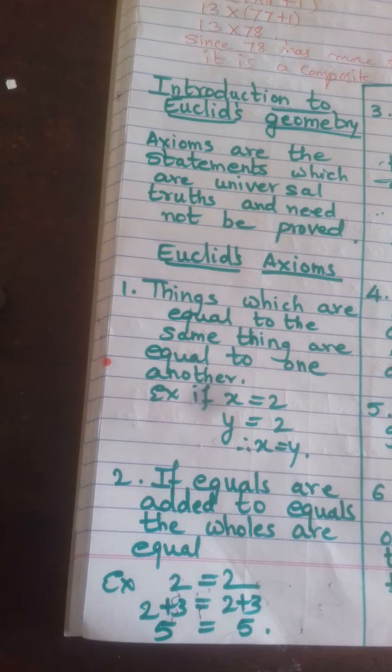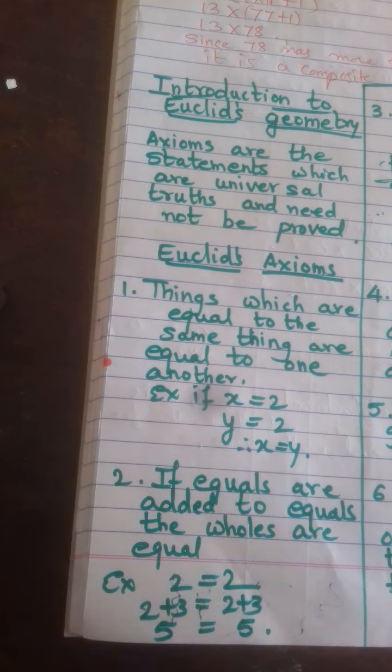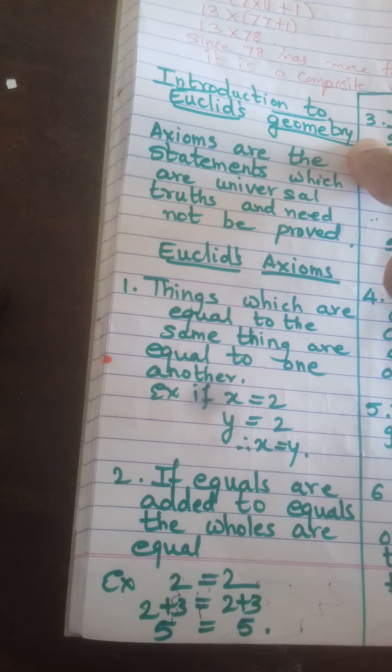So we have finished the first chapter, that is number systems. Now instead of starting polynomials, which is supposed to be a tough chapter, we will do it when we meet in the school. Now we will be doing the fourth chapter, that is Introduction to Euclid's Geometry.